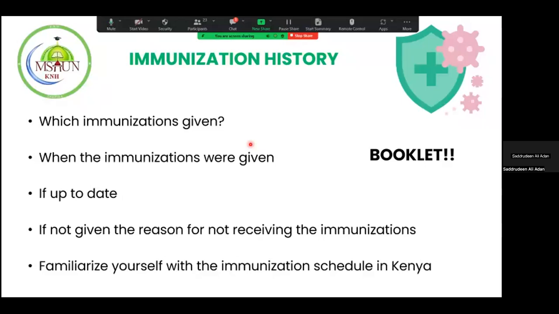These are tricky. When the immunizations were given, are they up to date? If they were not given, give the reason for not receiving the immunization. And after this lecture, you familiarize yourself with the immunization schedule in Kenya. You have to know it by heart. So for the immunizations, it's good to check the booklet and check the reason for not giving the immunization.